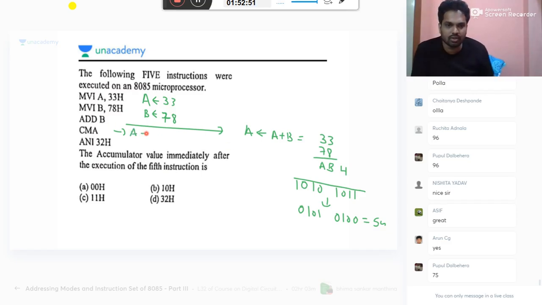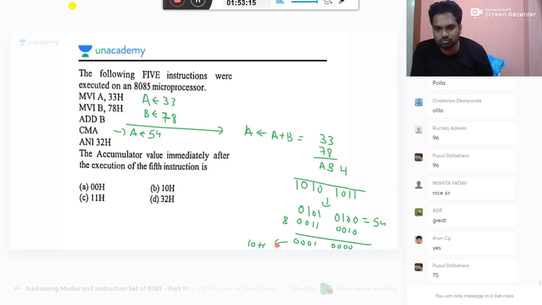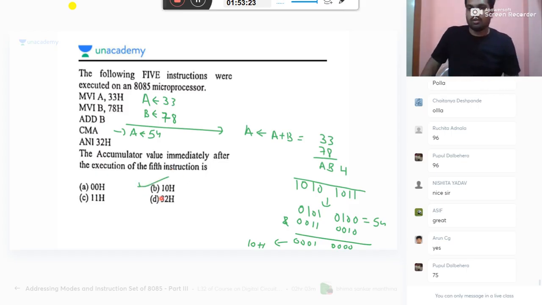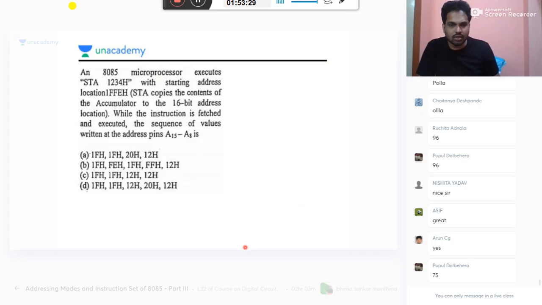Okay, next question. This is not required now. Store accumulator. Okay, read it. An 8085 microprocessor executes the instruction STA 1234 hexadecimal with the starting address of 1FFE hexadecimal. He is very kind. He has given that store copies something, everything is given. While the instruction is fetched and executed, the sequence of values written in the address pins A15 to A8 is.